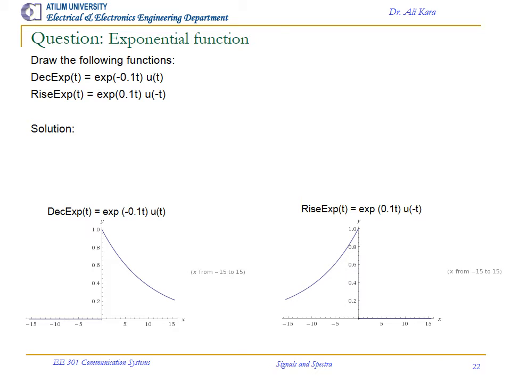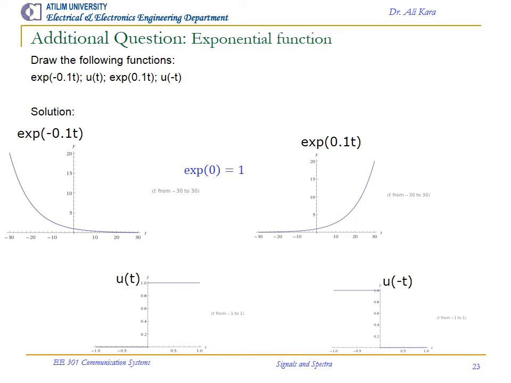Question: exponential function. Draw the following functions. Decaying exponential. E to the power -0.1 t times u of t. Rising exponential. E to the power 0.1 t times u of -t.